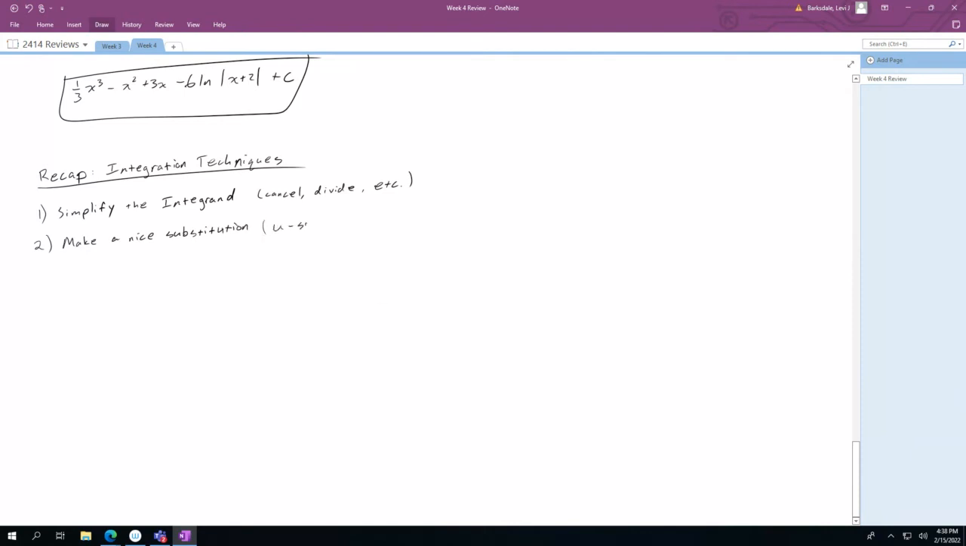So for example, U substitution. I like to try U substitution. U substitution is usually one of the first few things that I try when I'm integrating. If U substitution doesn't quite work though, or if you can't find a good one, try and look for some nice patterns.